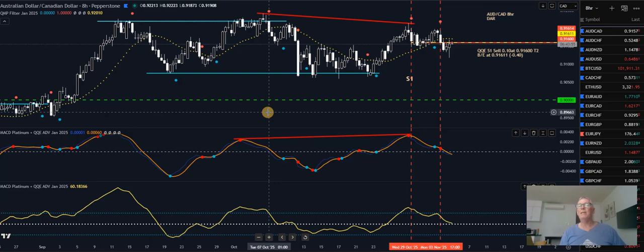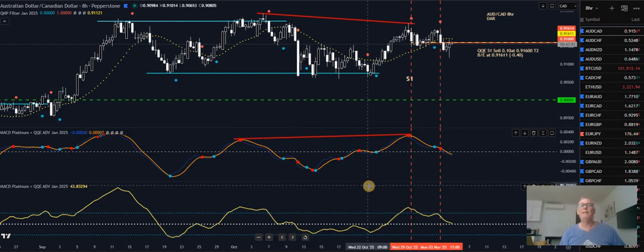TradingView, I'm not a trade signal provider. Don't follow me blindly. Do your own due diligence. Trading's got risks. This is my disclaimer. Just be smart about it.